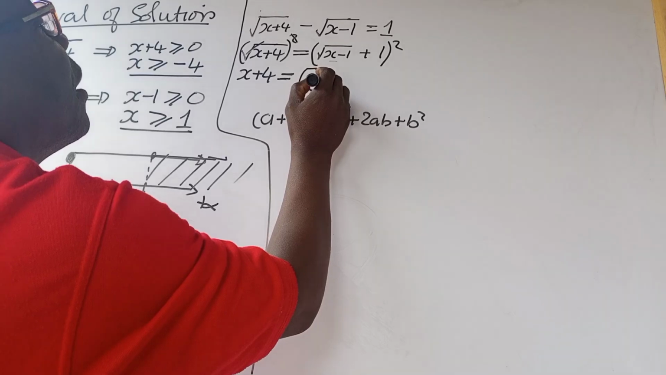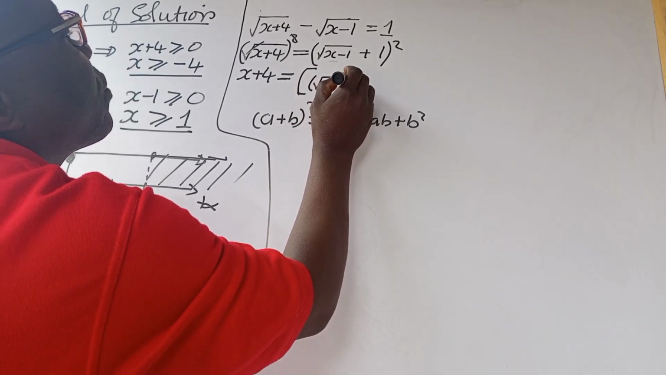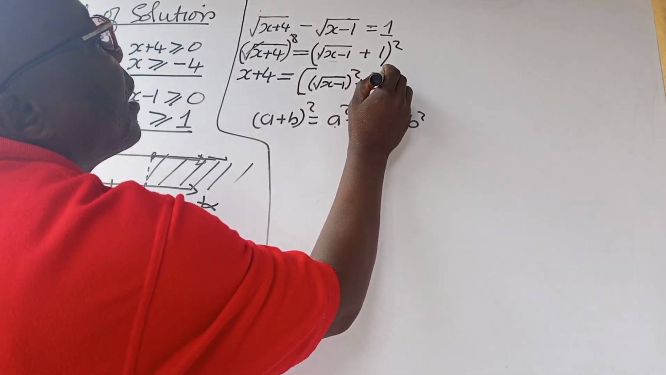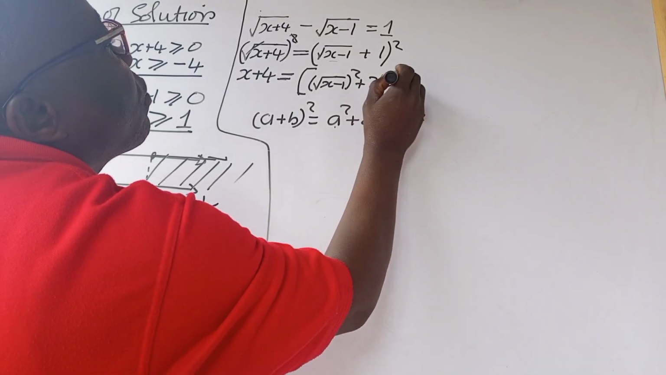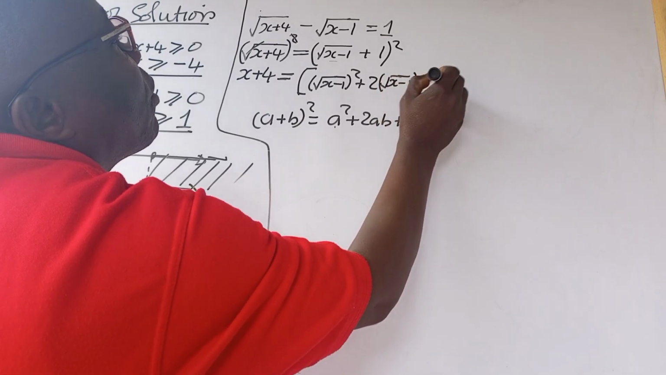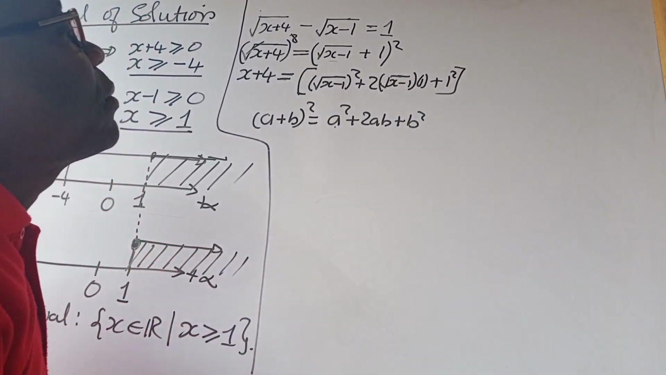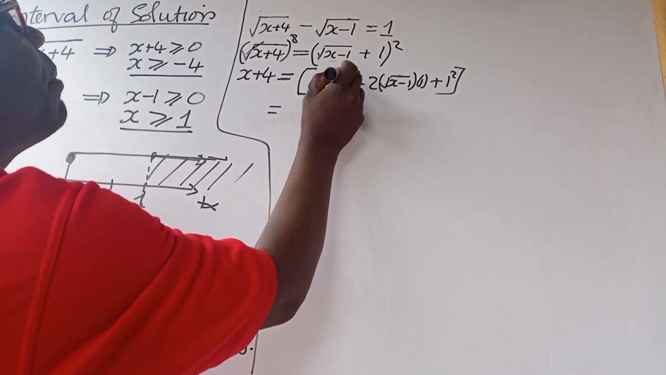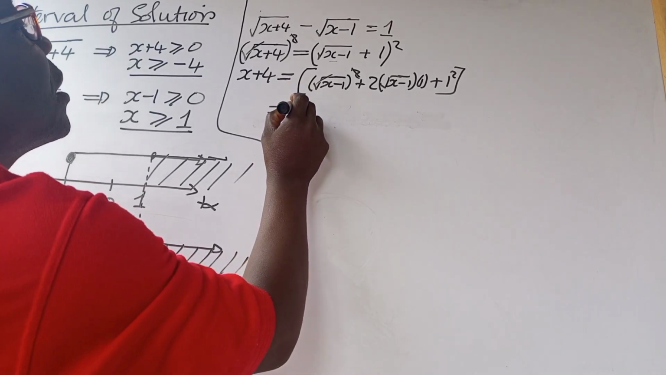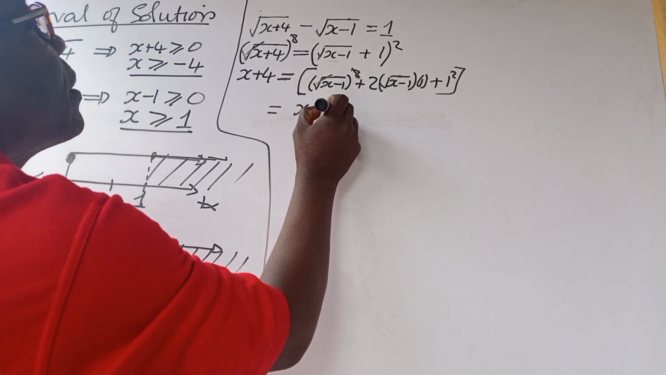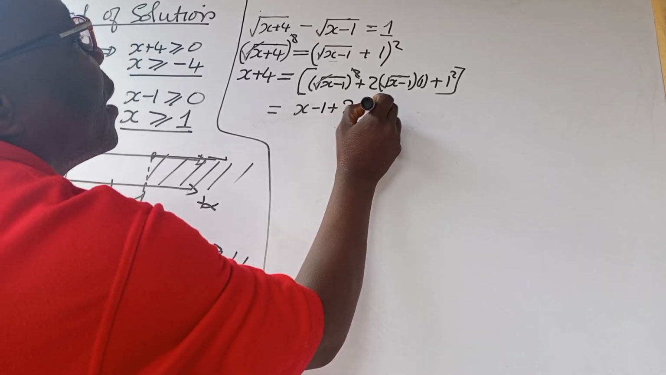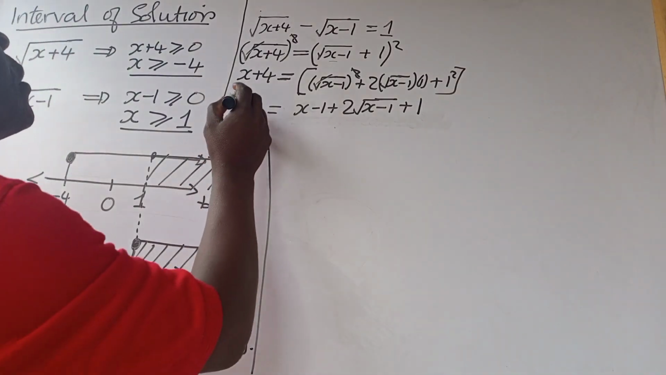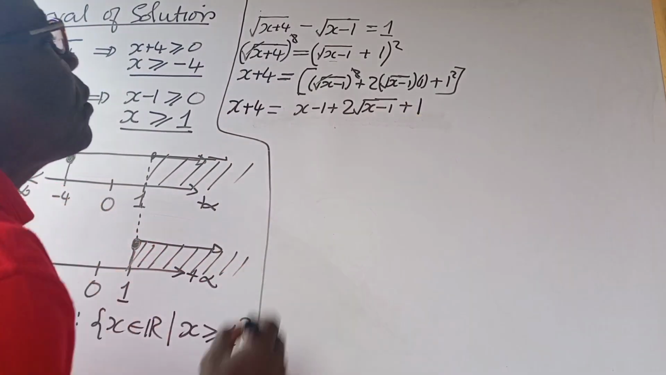We're going to have root x minus 1 squared. This is a squared, plus twice their product. We'll just do root x minus 1 multiplied by 1, and then plus 1 squared. That's what we get. All right, so let's simplify further. Now here we can say the power 2 cancels the square root. It gives us x minus 1 plus 2 root x minus 1. 1 squared is 1. Alright, so x plus 4 gives us all of that.